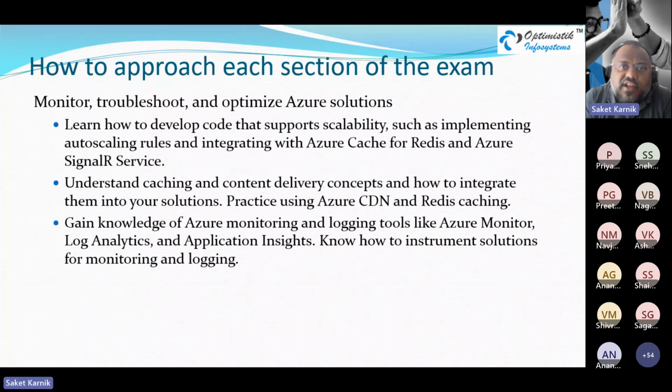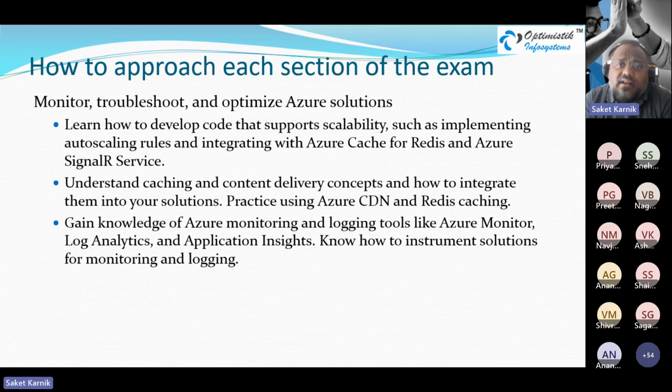Next is monitoring, troubleshooting, and optimizing Azure solutions. So precisely here, there are multiple things. It starts with Azure App Insights, then moving on to the auto scaling rules. You have to monitor the usage of the resources. And if you feel that the usage is continuously above 80% of the available resources, you probably want to scale up or scale out. So you have to put some monitors and checks for that, and based on that, you have to create the auto scaling policies.